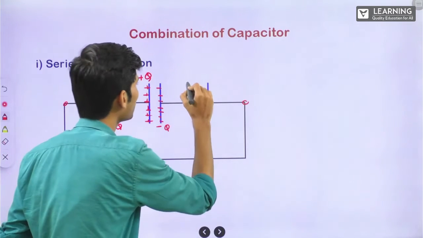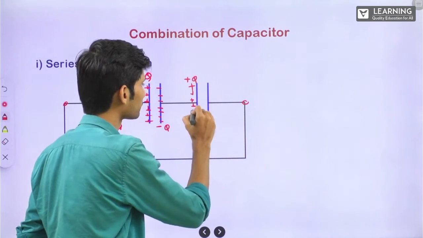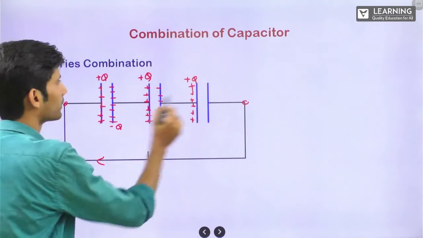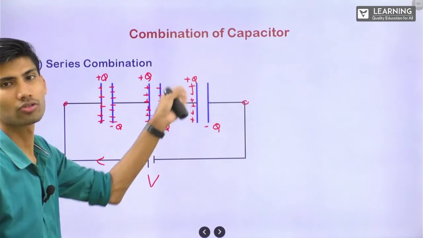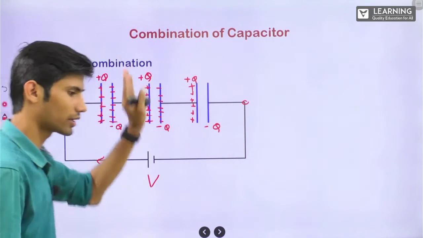Correct? So this will be plus Q. All plus charges come here on this plate. It is actually inside. Okay? Then this plate will get minus Q because plus charge is here. So the other plate has to be minus Q. Alright? Then this circuit is completed now.